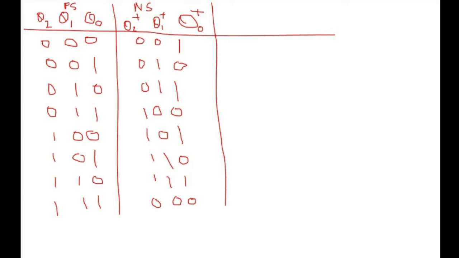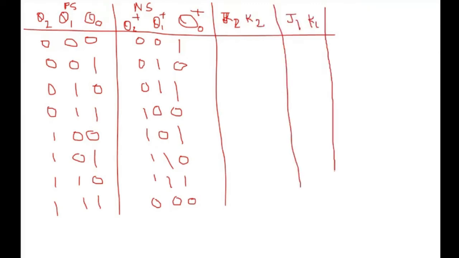Now we need to decide the flip-flop. Okay, let's use JK flip-flop. So if you want to use JK, first we will be having J2 and K2, then J1 and K1, and then J naught K naught. What will be the first value of J2 K2? Q2 is 0. The next state is also 0. So this is the condition of hold and reset. Hold means 0 0 and reset means 0 1.